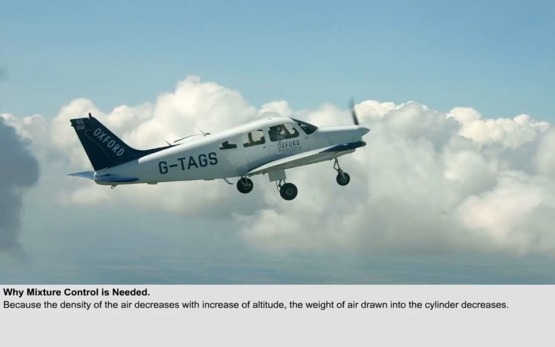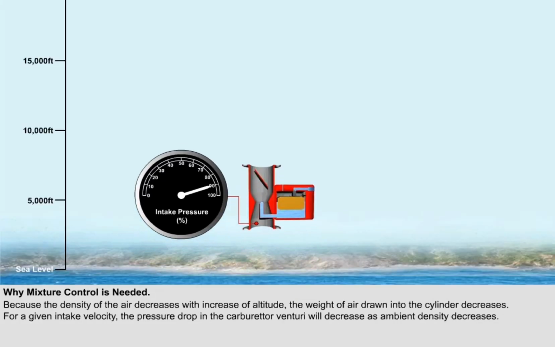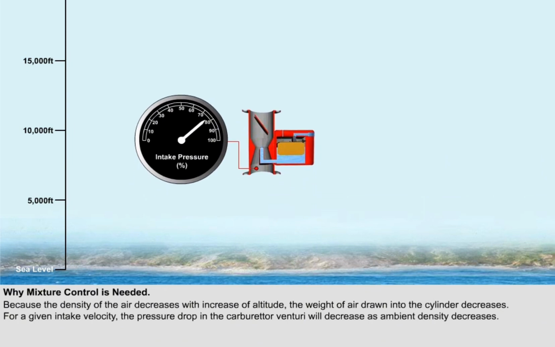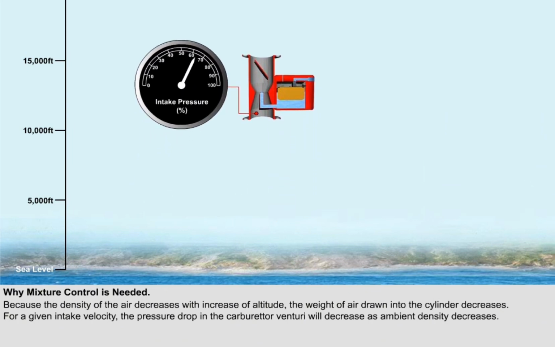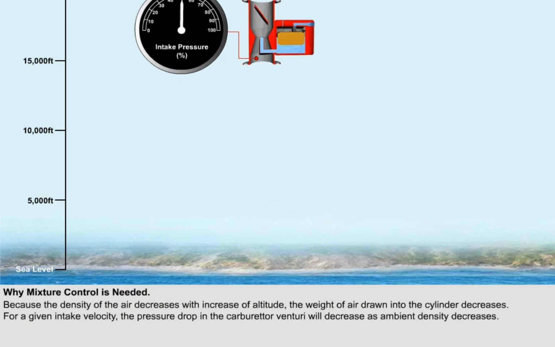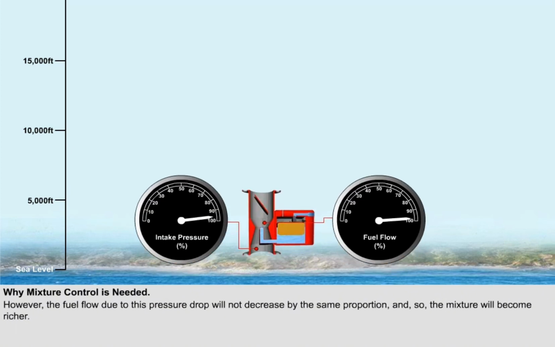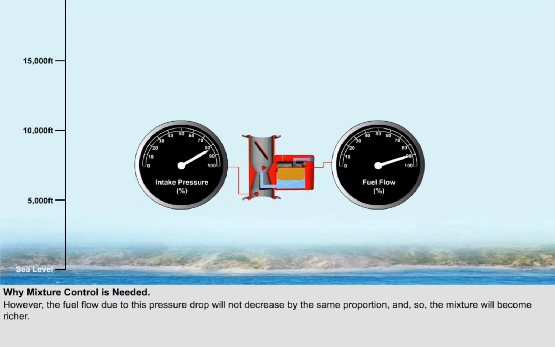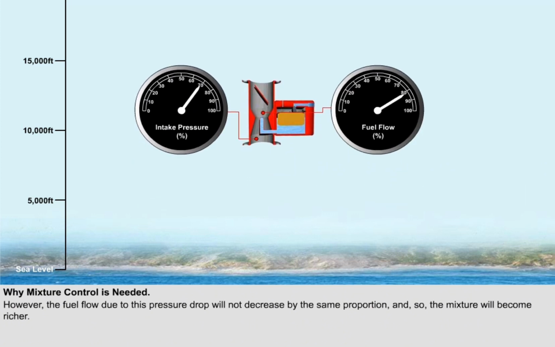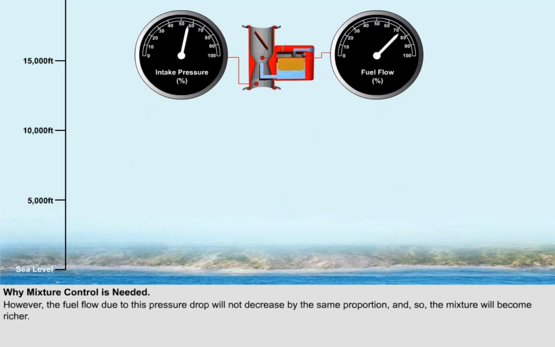Because the density of the air decreases with increase of altitude, as the aircraft altitude increases, the weight of air drawn into the cylinder decreases. For a given intake velocity, the pressure drop in the carburetor venturi will decrease as ambient density decreases. However, the fuel flow due to this pressure drop will not decrease by the same proportion, and so the mixture will become richer.